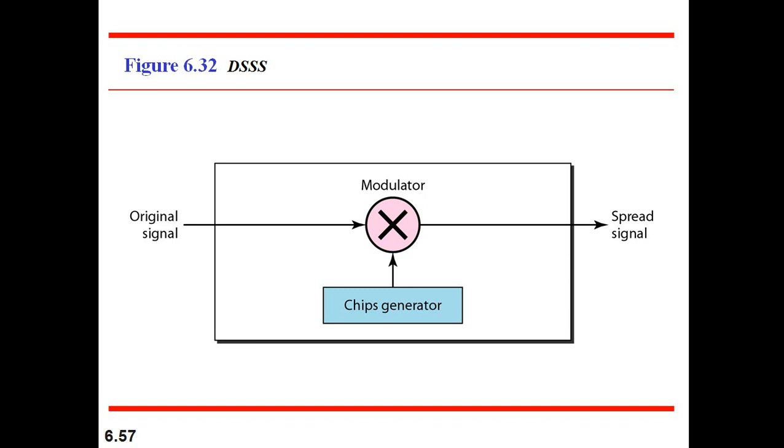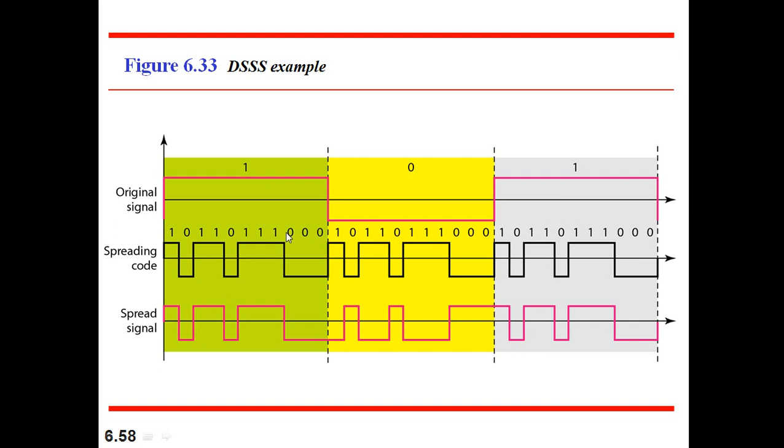When it comes to this chipping or spreading process, we have a spreading code with a length of 11 bits, or 11 chips, that has a pattern of 1 0 1 1 0 1 1 1 0 0 0. This is the Barker sequence chipping code. That is the 11-chip code we have here.